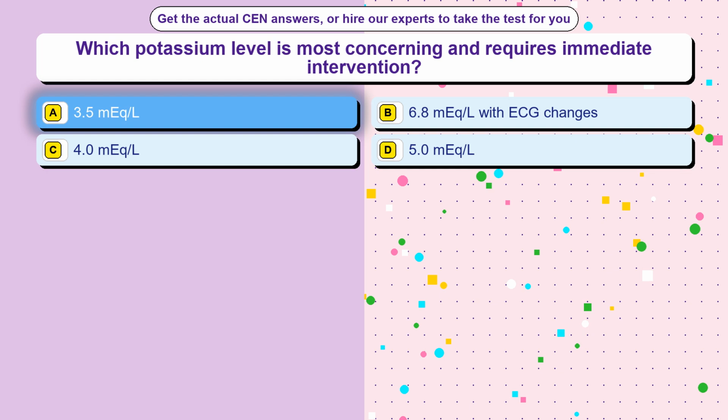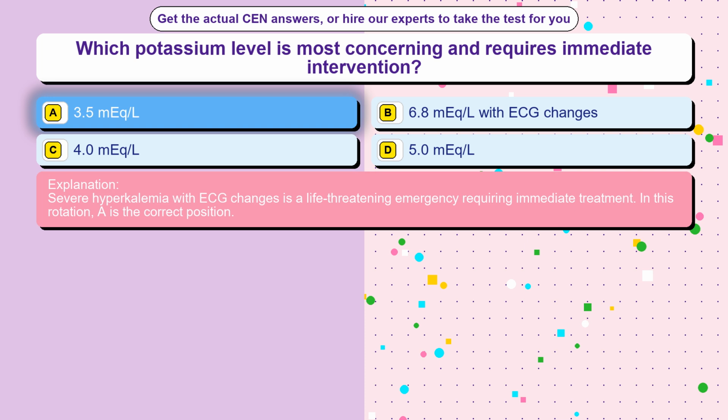The correct answer is option A. 3.5 milliequivalent/L. Severe hyperkalemia with ECG changes is a life-threatening emergency requiring immediate treatment. In this rotation, A is the correct position.